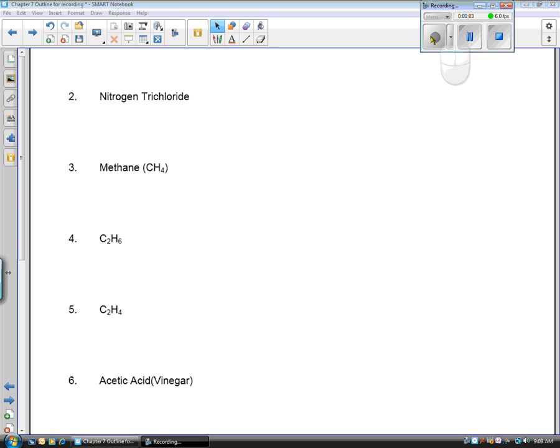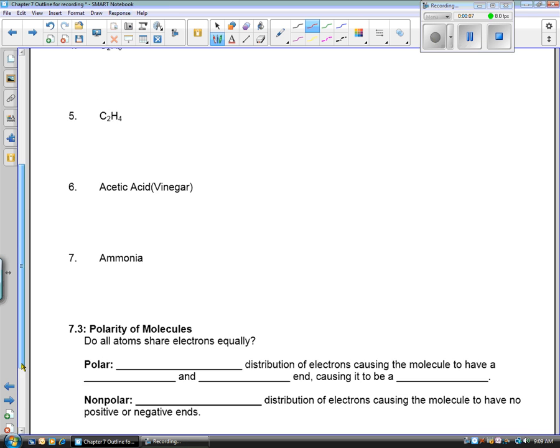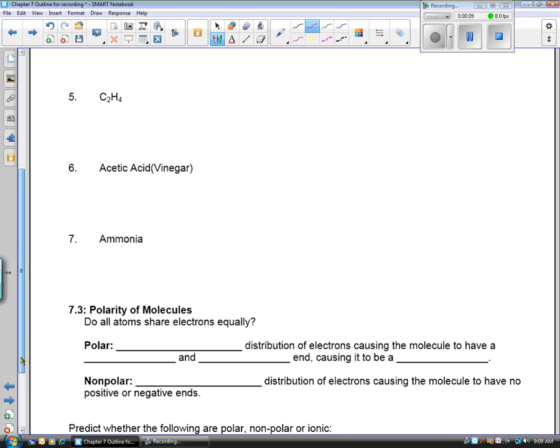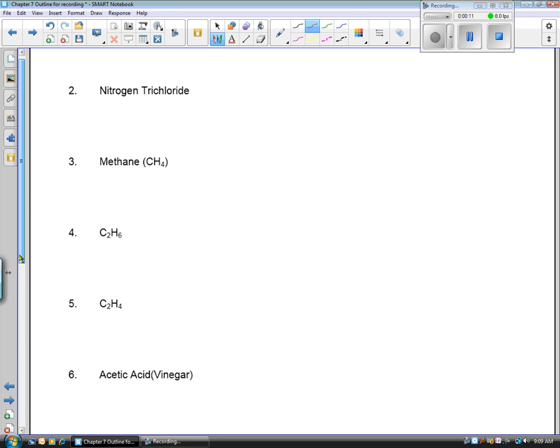Okay, here's some more examples to figure out what the shape is. And again, what you want to do is figure out the Lewis structures first, and then add to that, use your table to figure out the rest.